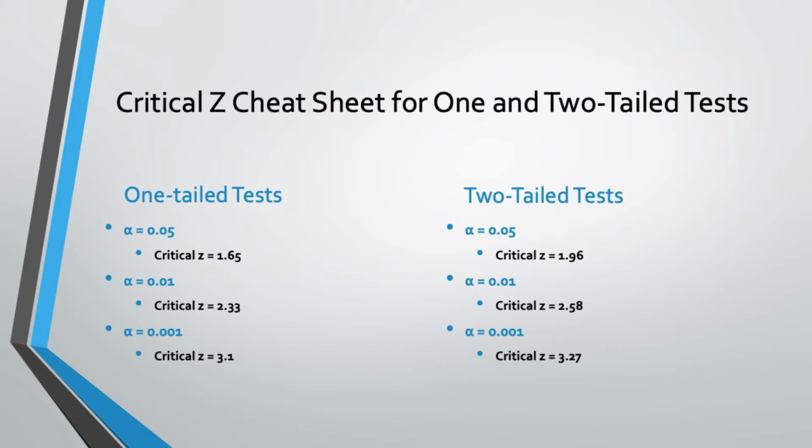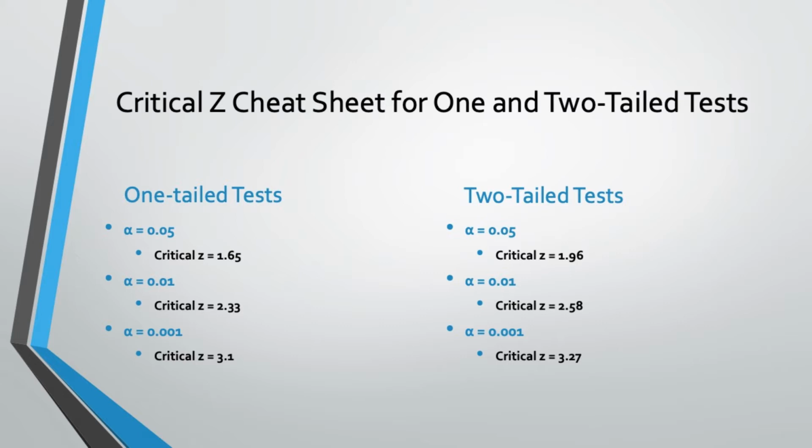So the critical z for an alpha of 0.05 with a one-tailed test is always going to be 1.65, regardless of the size of your sample. For an alpha of 0.01, that critical z is always going to be 2.33. And with an alpha of 0.001, if you want to have that strictest measure of confidence, you want to be 99.9% accurate in your results, you're going to use a critical z of 3.1. And then you can see the other critical z's with the two-tailed test.